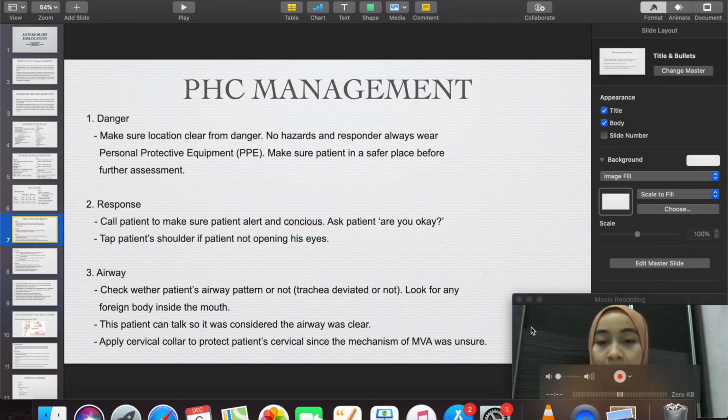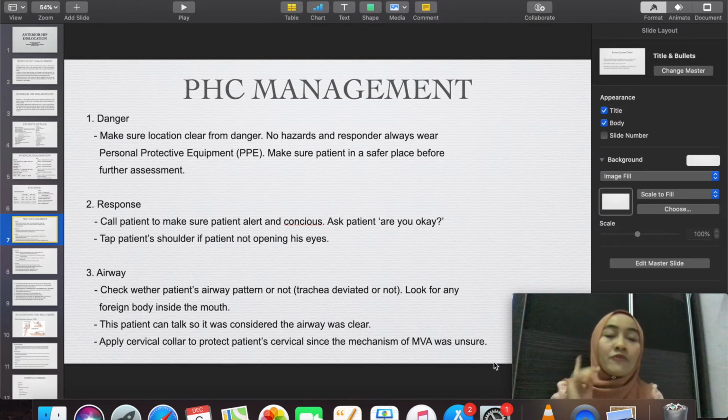For PHC management, first always remember danger. Make sure location clear from danger, no hazard, and responder always wear personal protective equipment or PPE, especially during pandemic outbreak like now, because we don't know the patient status, we don't know whether the patient has had contact with a positive patient or not. So always wear your PPE before attending patient. Make sure patient is in a safer place before further assessment.